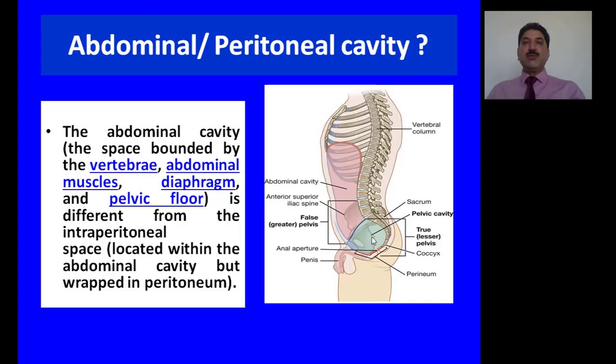What is the difference between abdominal and peritoneal cavity? Are they same or are they different? The abdominal cavity is the space bounded by the vertebra, abdominal muscles, diaphragm and pelvic floor.